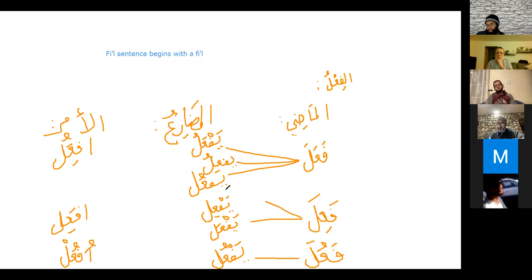Fa'ila. Mudari', present tense or future tense, yaf'ilu or yaf'alu. If it's yaf'ilu, the command is going to be if'il. If it's yaf'alu, the command is going to be if'al. Fa'ula, the mudari' or future tense is going to be yaf'ulu, and the command is going to be uf'ul. Now, the only difference between all of these is the ayn, what vowel the ayn has. And the vowel on the hamza in the al-amr form, correct? Well, the reason the vowel on the hamza is different is because of the ayn.